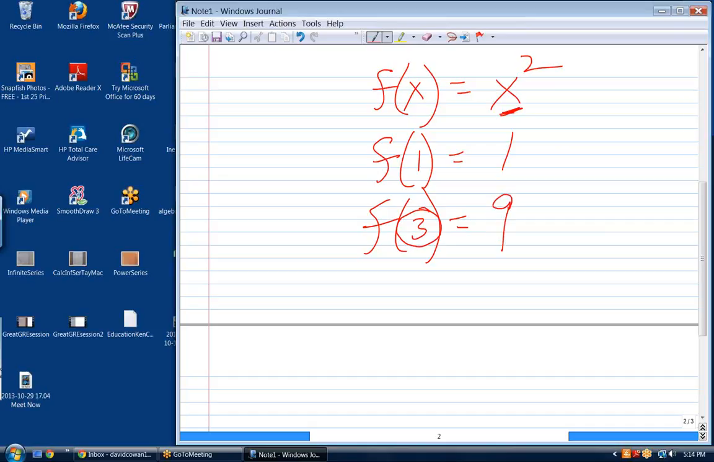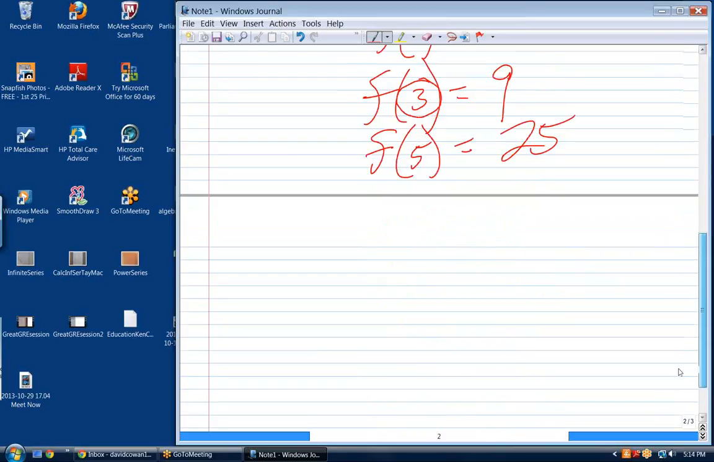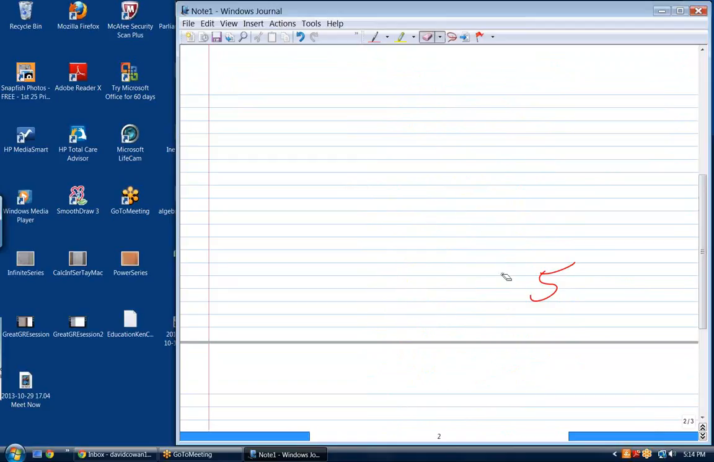What is f of 5? 25. Okay. Back in that other problem, when we had the specific equation, which was y equals k over x, what did our k come out to be? 30. So 30 over x.